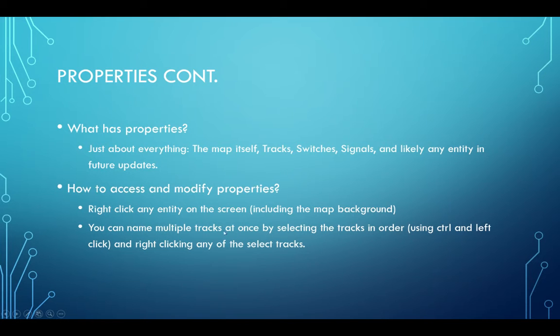You can also name multiple tracks at once by selecting the tracks in order using Control and left click, and right-clicking any of those tracks. We'll cover that as well. So this is getting more into the properties of tracks, which, like I said, we'll continue talking about in the next video.